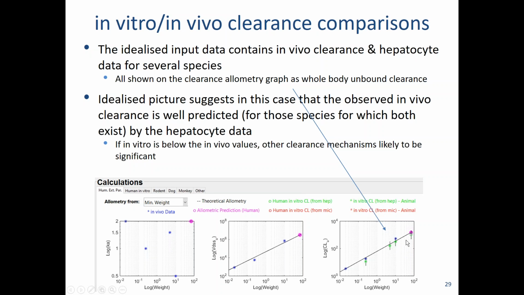And quite often you might expect to find the in vitro estimates are significantly below the allometric scaling line, and that might be an indication that non-hepatic clearance is a significant component of the route of clearance, so that you'd probably need to investigate the other clearance mechanisms.